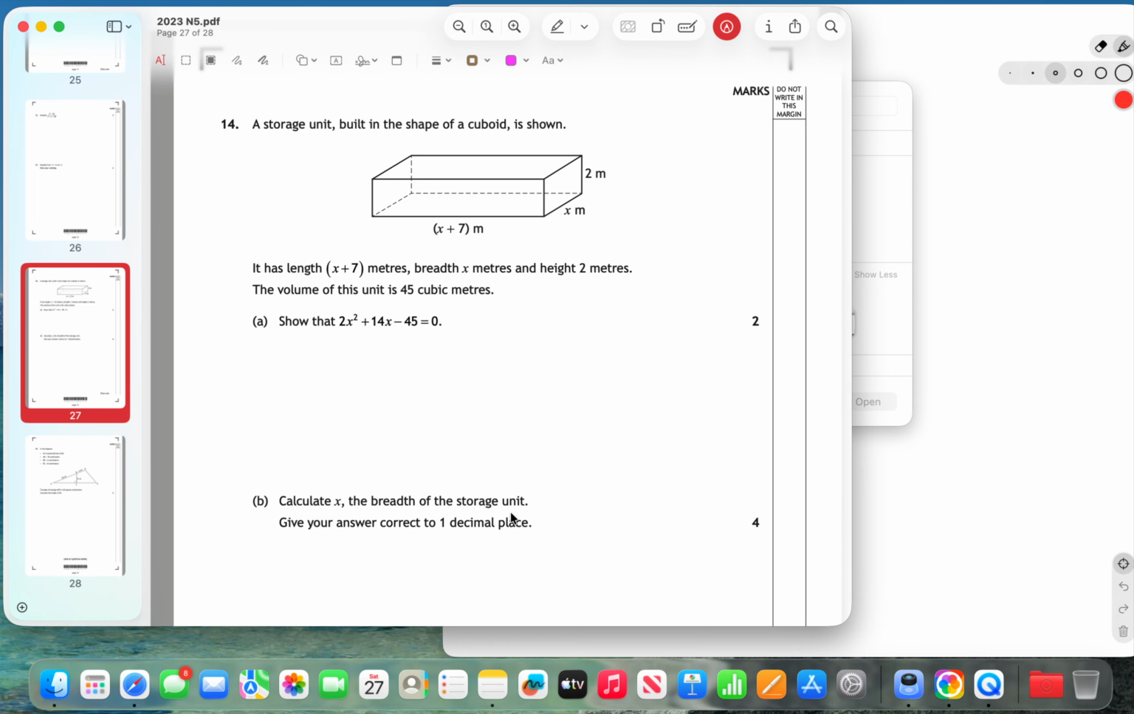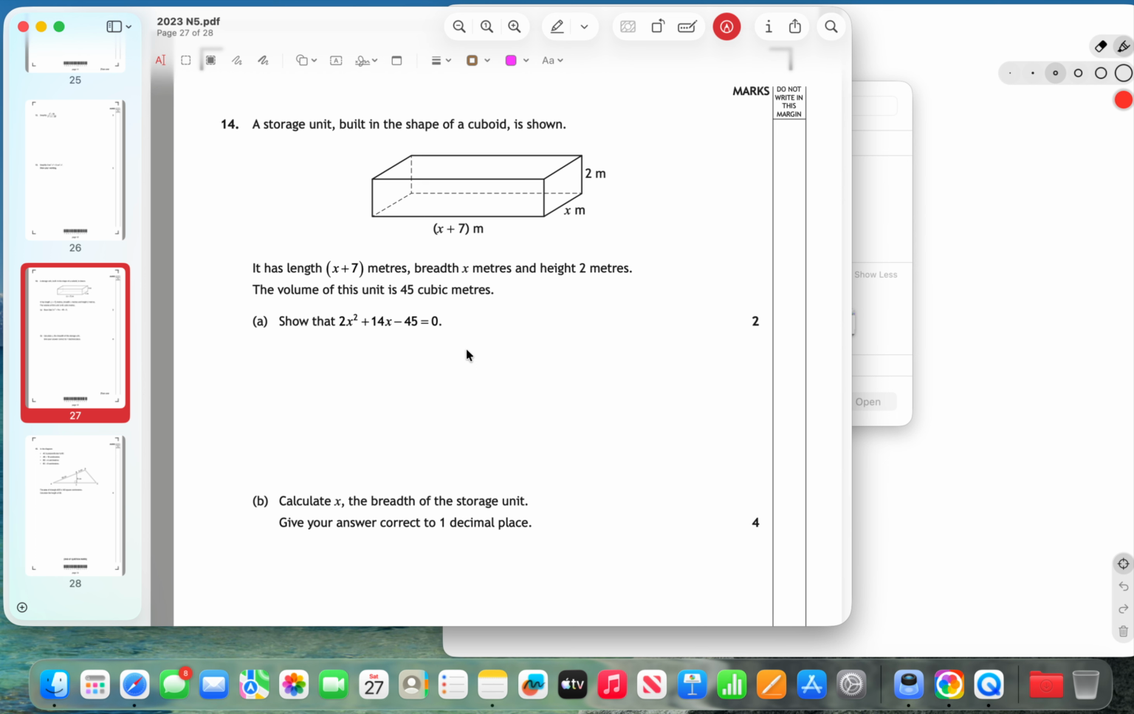2023 Paper 2 question 14b. We looked at 14a in the last video and we were given this context of a cuboid with dimensions as shown, and we had to show that this equation applied. We then have to calculate x, the breadth, and give the answer to 1 decimal place.